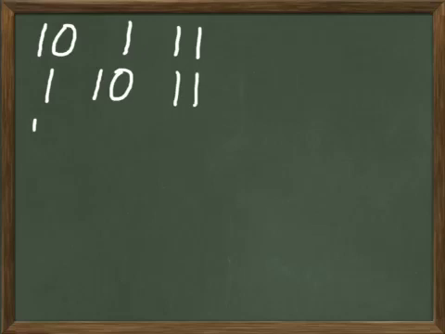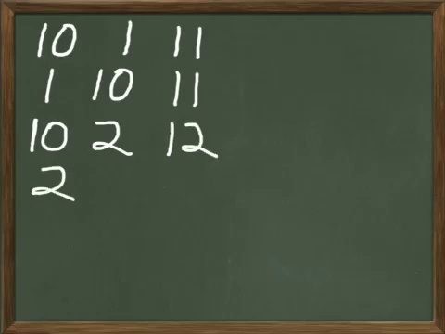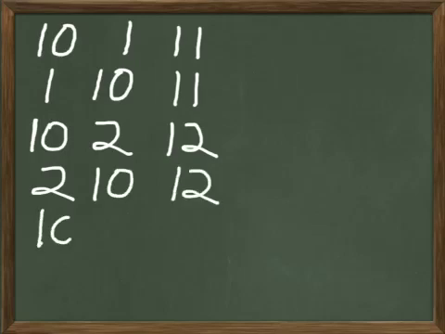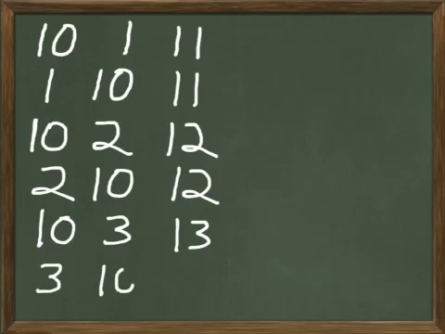How about 10 and 2? How many are 10 and 2? 10 and 2 are 12. And then 2 and 10 are also 12. Let's go ahead and do 10 and 3. How many are 10 and 3? 10 and 3 are 13. 3 and 10 are also 13.